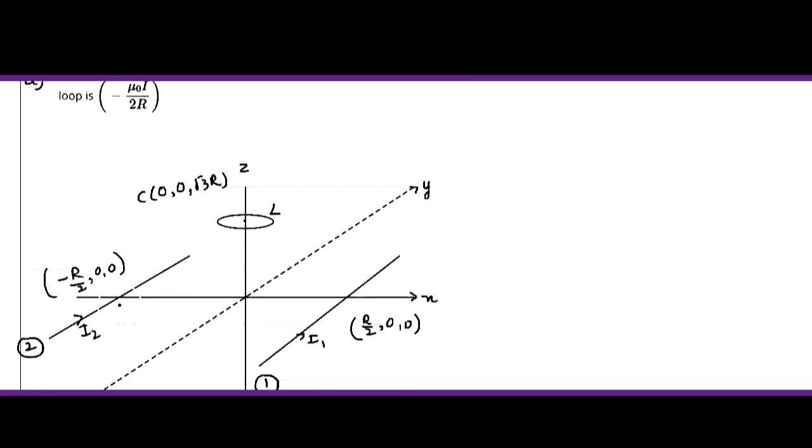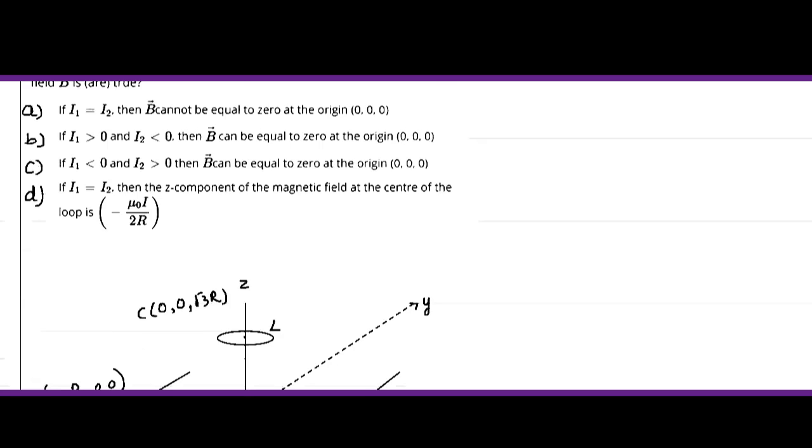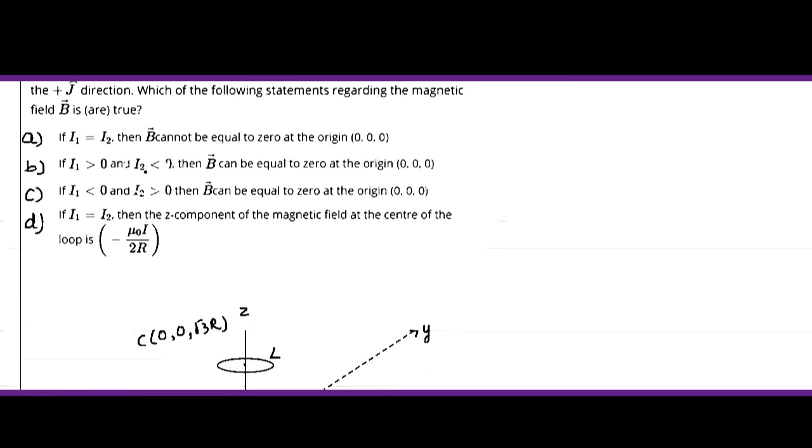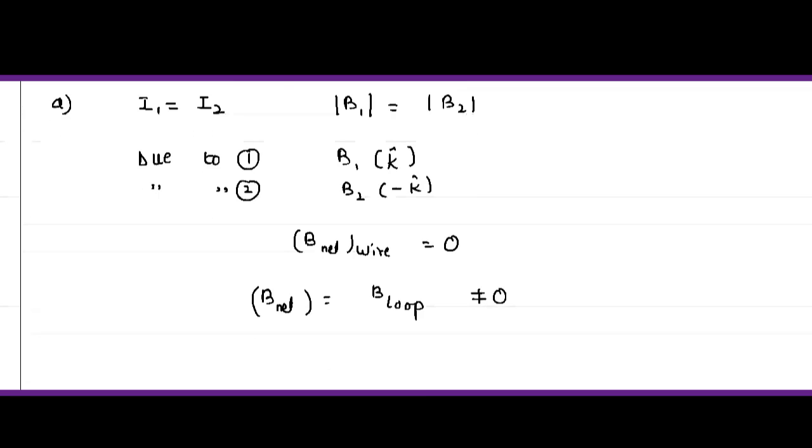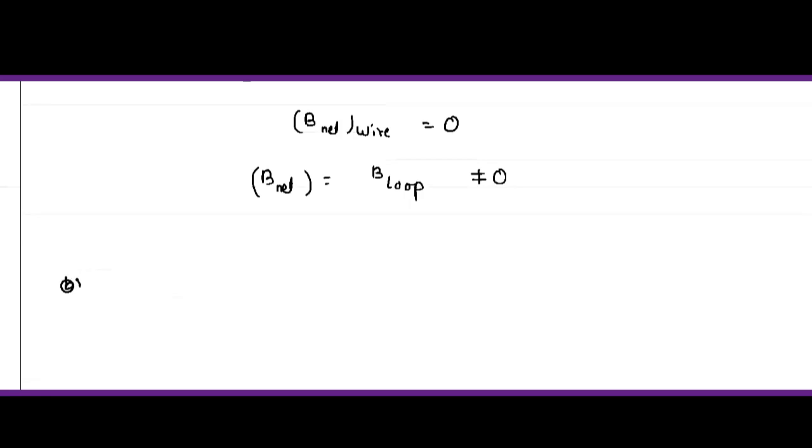The reason being that the magnetic field due to the two wires cancels, but the field due to the loop still exists. Now in the second option, if I1 is greater than 0 and I2 is less than 0, B can be 0 at the origin. So in part B, we write I1 is greater than 0 and I2 is less than 0.